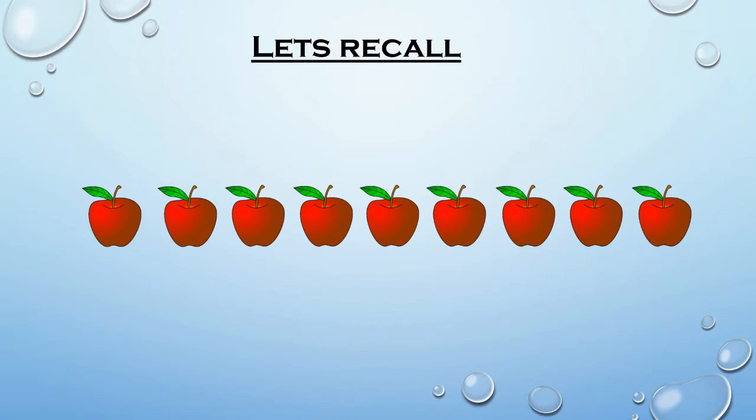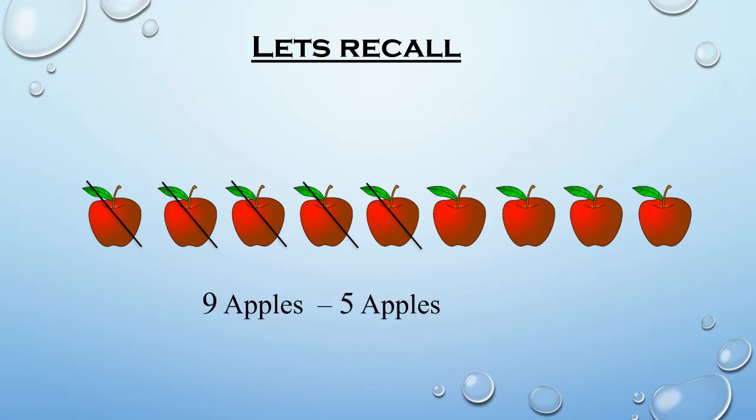Students, if we cut here some apples, 1, 2, 3, 4, 5. We will cut 5 apples here from 9. So 9 apples minus 5 apples means we will count now the remaining apples here. 1, 2, 3, 4. Yes. So 9 apples minus 5 apples means the remaining apples. How many are they? 4. So 9 minus 5 is equal to 4.